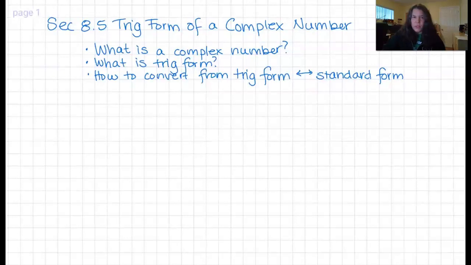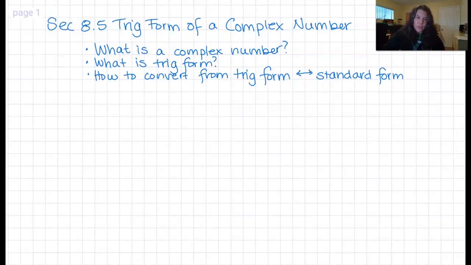We're going to remind ourselves what a complex number is. Then we're going to talk about trig form and what that is, and then we're going to look at how to convert. So it may not make any sense in this video why we have trig form, but there are so many things we can do with trig form that are much easier when we have that. And you'll see those in the other videos.